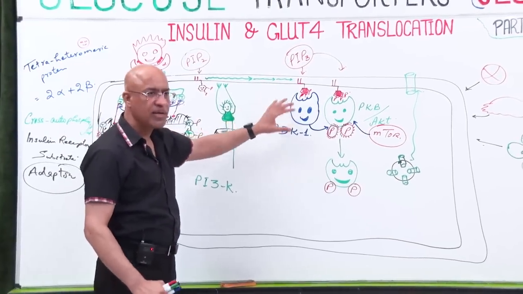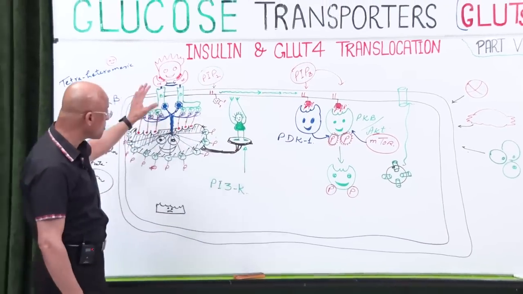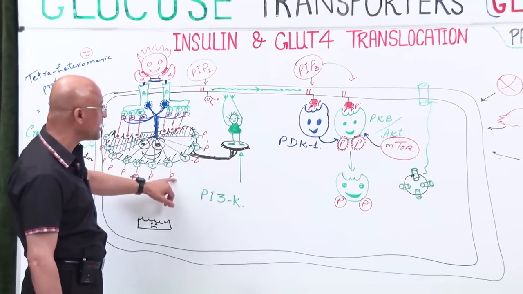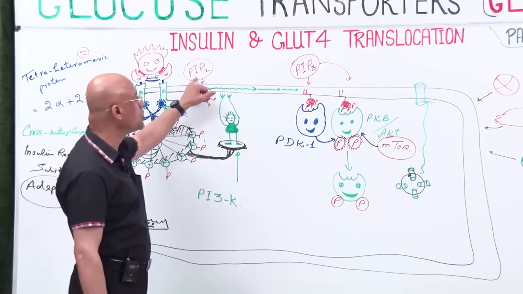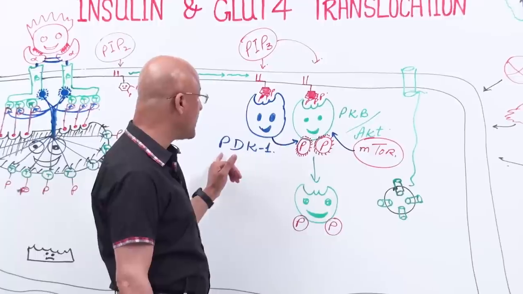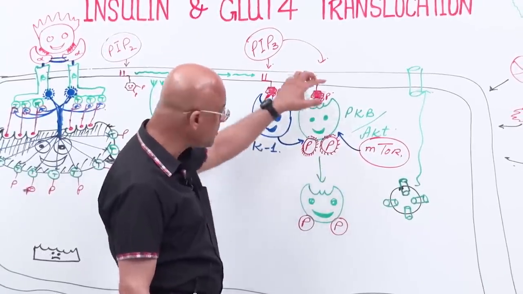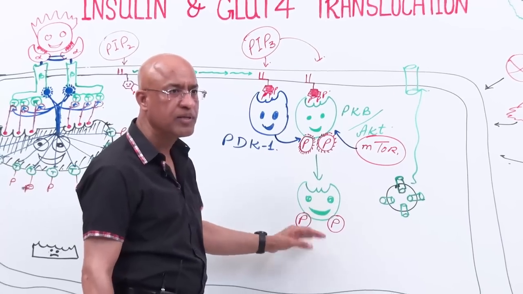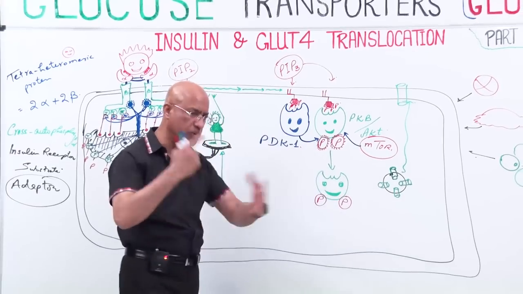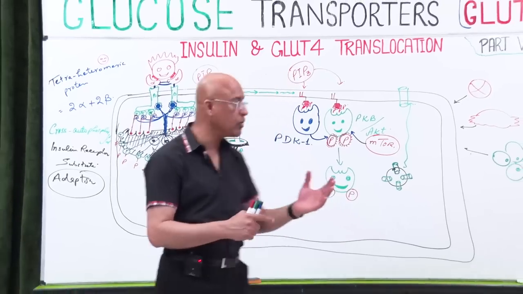This whole pathway can be shut down by dephosphorylation, because most of the process is undergoing phosphorylation, right? Beta chains are phosphorylated, IRS is phosphorylated, PIP2 is phosphorylated into PIP3, and PIP3 is helping PDK to phosphorylate PKB, and phosphorylated PKB is going to work further, which we'll talk about next. But generally speaking, dephosphorylation processes will reverse this when insulin is no more there.